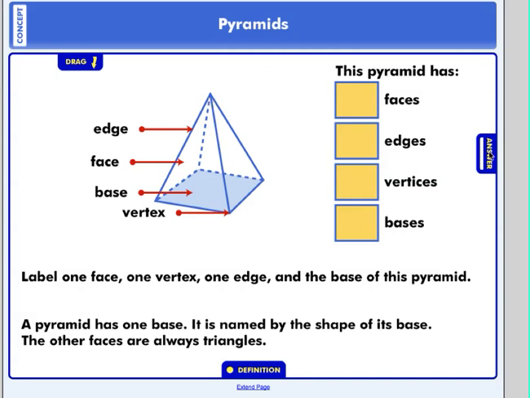Now, this pyramid has 5 faces. 1, 2, 3, 4, and don't forget the base, that's a face as well. 5 faces. It has 8 edges. 1, 2, 3, 4, 5, 6, 7, 8. It has 5 vertices, or those pointy parts where the edges are meeting. 1, 2, 3, 4, and then 5 up here, and only 1 base.